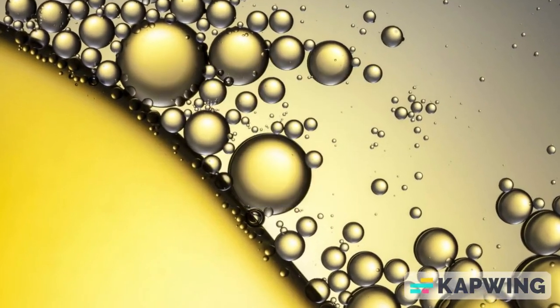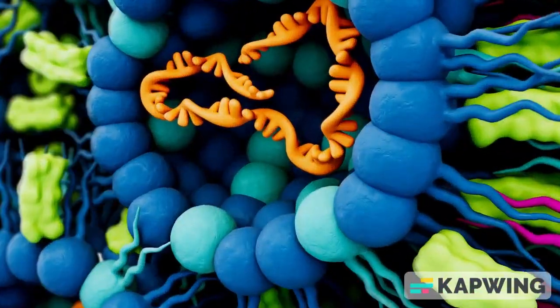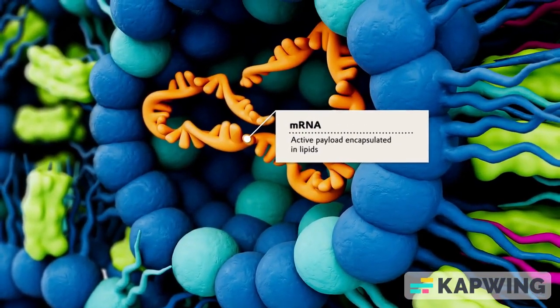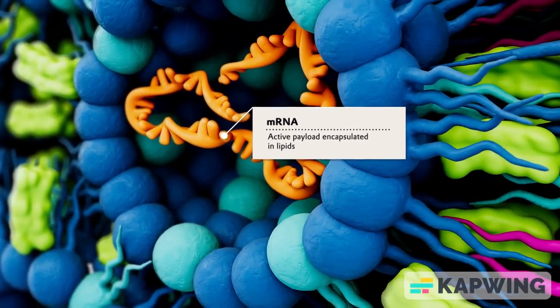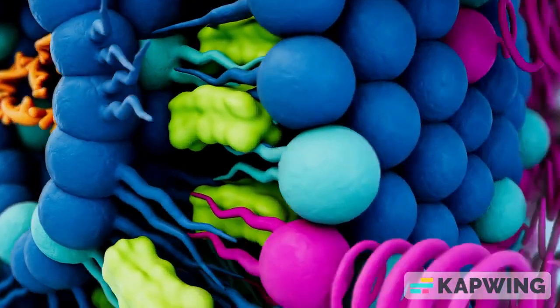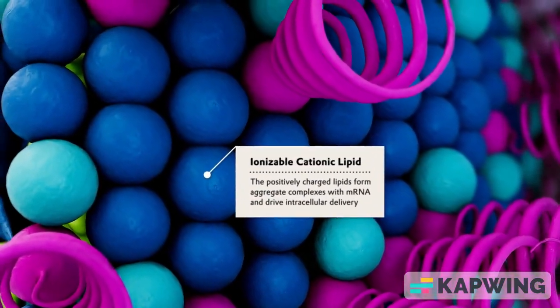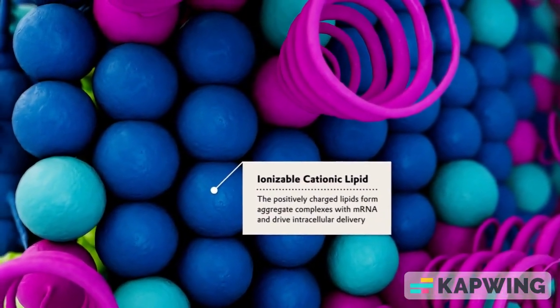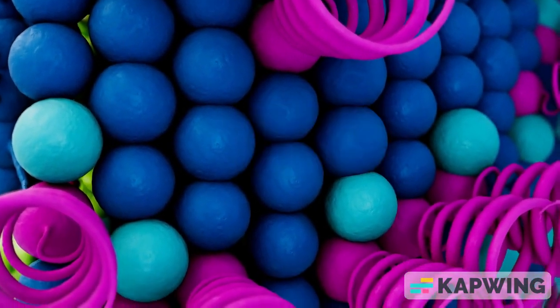Composition of LNPs. The components of LNPs include mRNA, which is encapsulated in the lipids and has to be delivered. This is the active payload. Ionizable lipids help in endosomal escape. They encapsulate the nucleic acids.